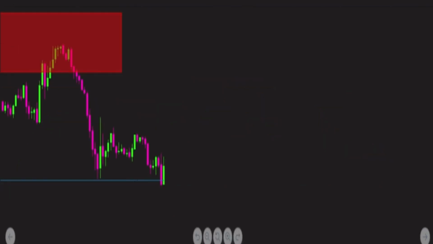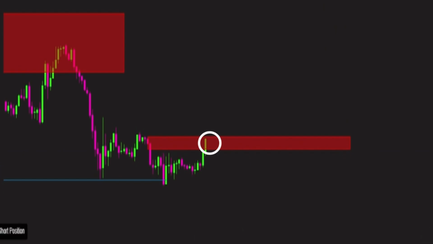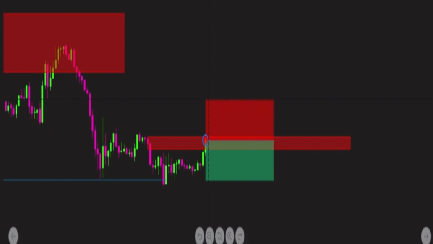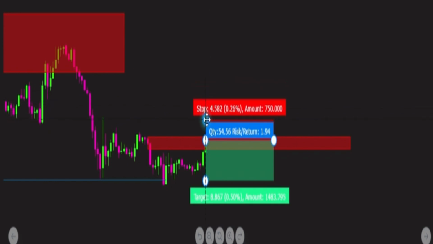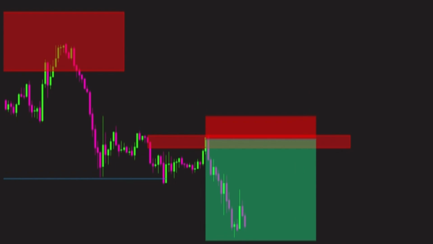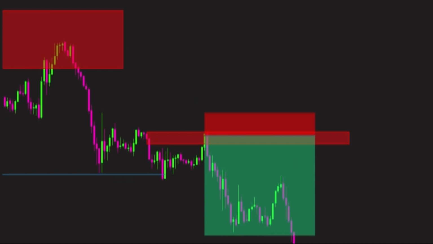Now we would draw the bearish order block zone from the previous candle that formed before this imbalance candle. We would initiate our short trade from this point. We would keep our risk to reward ratio at 3:1. And as you can see, we ended up making nice profits through this trade.